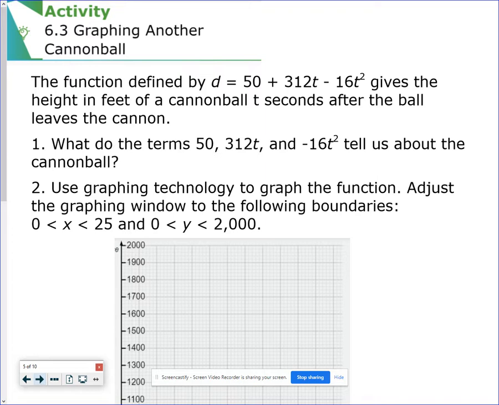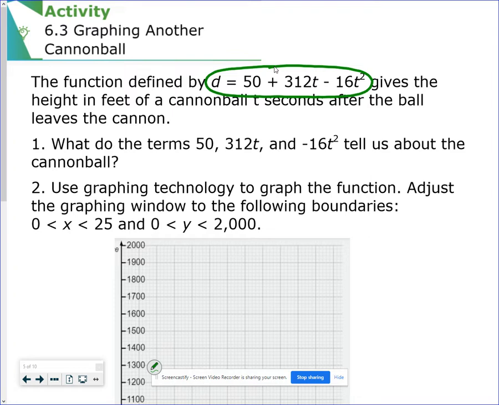Now, let's see here. Yeah, I guess that is the right one. Sorry, I thought I skipped a slide. So this is a different cannonball now. We've got this new function. It's right here. Function is just an equation, right? And it says what the height is of a cannonball. t is the number of seconds after it's been fired. So for number 1, it's asking, what do those parts mean?